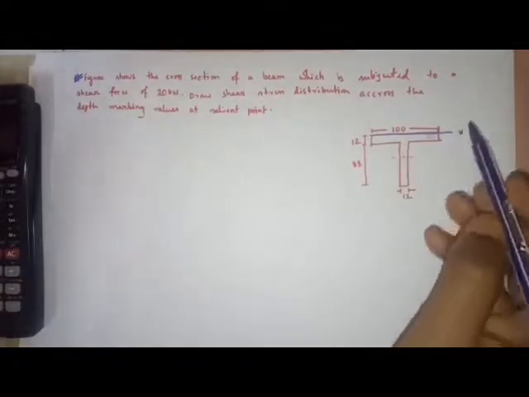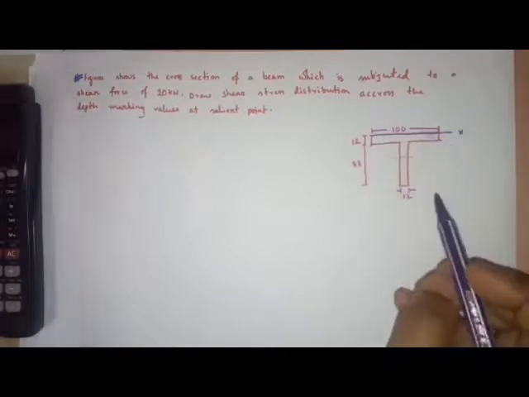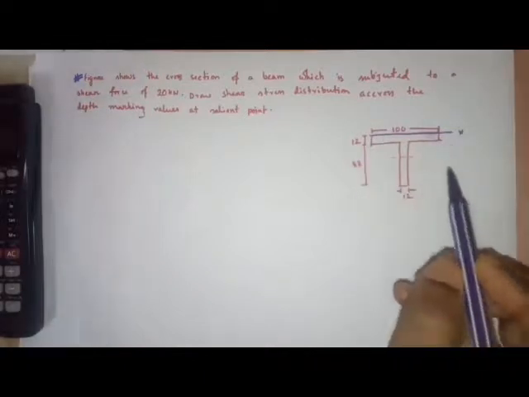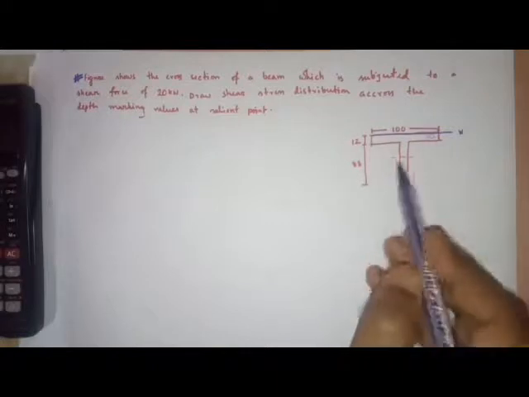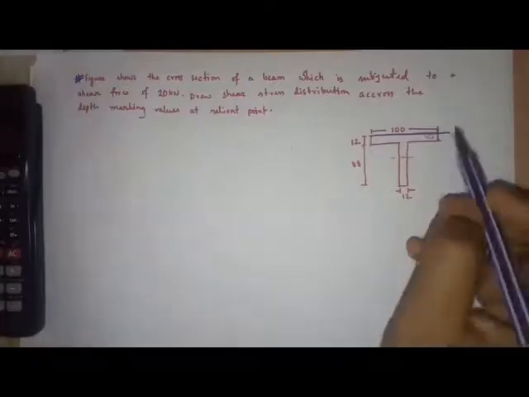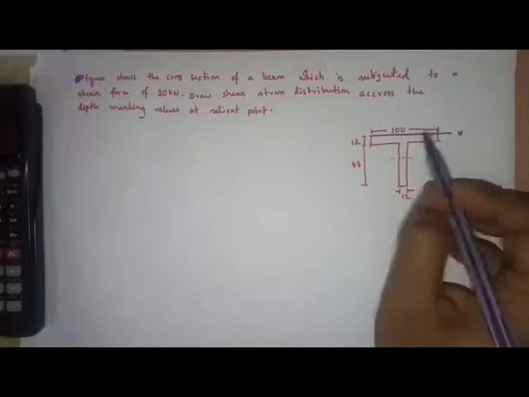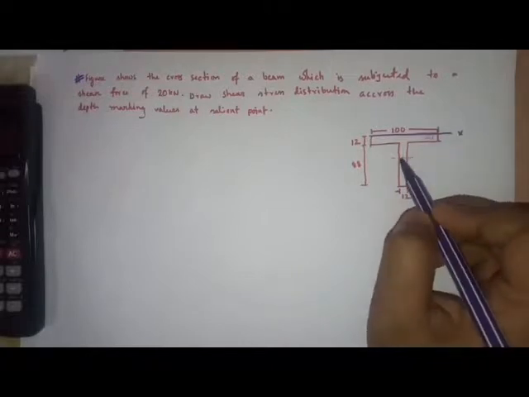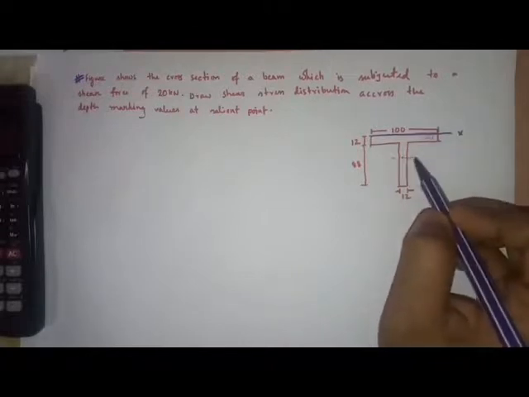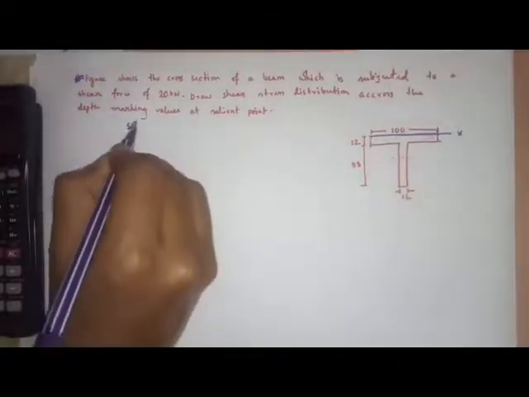And for this, first of all, I have to find out the neutral axis. Where is the neutral axis? And we know that the centroid of this section will be the neutral axis of this beam section. So I will take the base of this section as the x-axis, and from here I will find out the centroid of this section. So here is the calculation. This will be the solution.